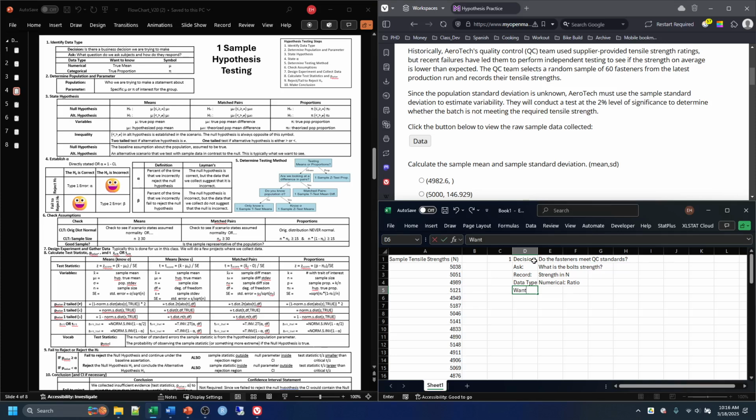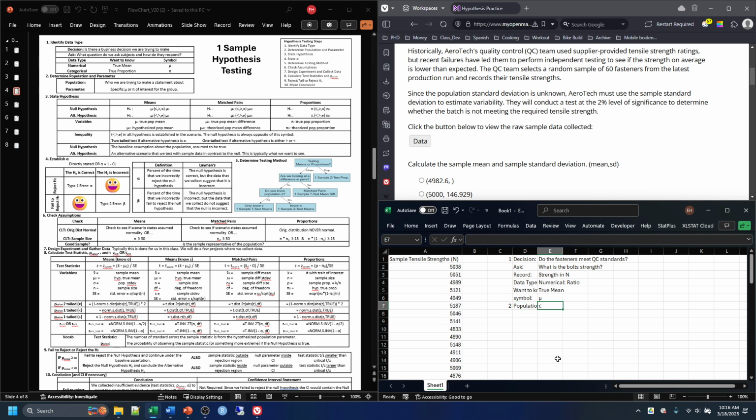So we've got a numerical. So we want to know a true mean. This is all coming from our step 1 up here. And so our symbol of interest is going to be mu. So fantastic. So we got through step 1. Let's go ahead and do step 2.